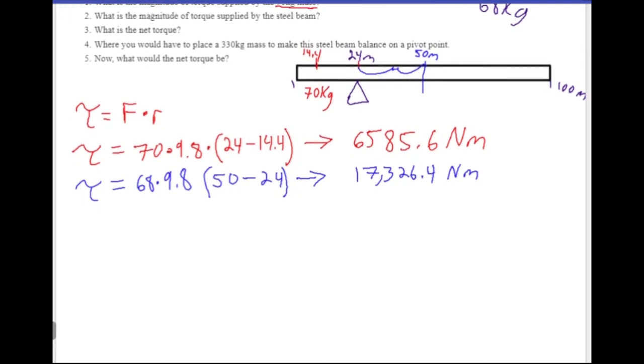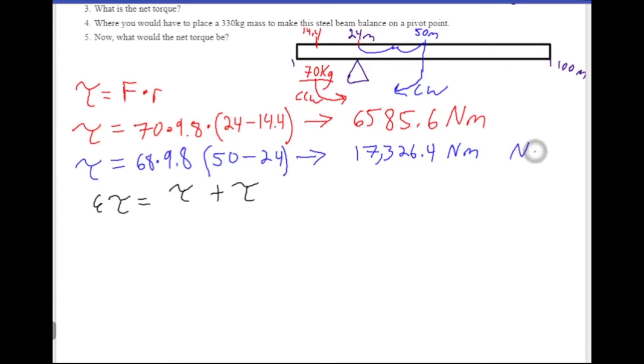Now that we've figured out both of our torques, we want to find out what the net torque is. We know that net torque is just equal to one of our torques plus the other torque. The thing that's important here though is that we have two torques and each are on different sides of the pivot point. So our torque on the left side, this 70 kilogram mass, is going to pull our bar in this direction, supplying a counterclockwise torque. And then the beam itself would pull down this way, supplying a clockwise torque. So we know that clockwise is negative and counterclockwise is positive.